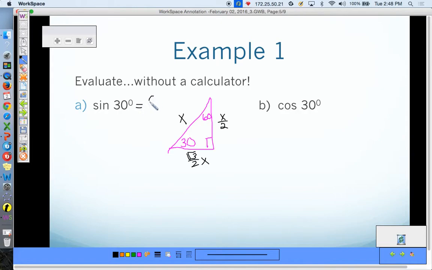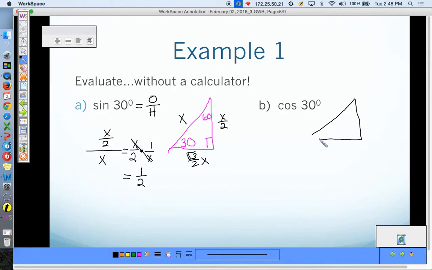So we know sine is opposite over hypotenuse. So opposite 30 is x over 2. Our hypotenuse is x. And when we divide fractions, we multiply by the reciprocal. So we keep our first one, multiply. Our reciprocal of x is 1 over x. So the sine of 30 is 1/2.